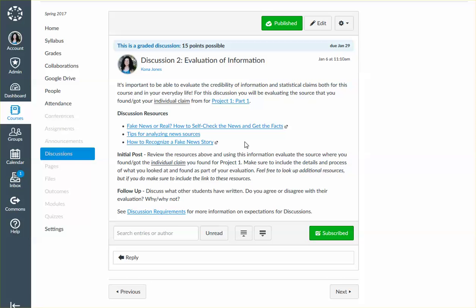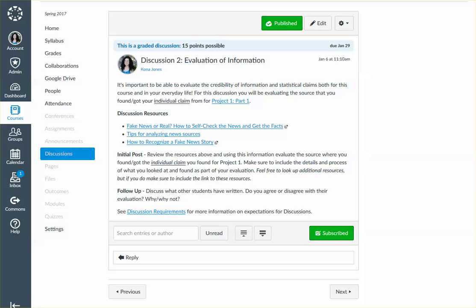So moving along, I want to make sure that you don't just say, I think this source is credible. I want to make sure that you actually talk through the process of what you did to determine that your source was credible or not credible. So make sure you include that in your initial post. Then for your follow-up, make sure to discuss what other students have written.